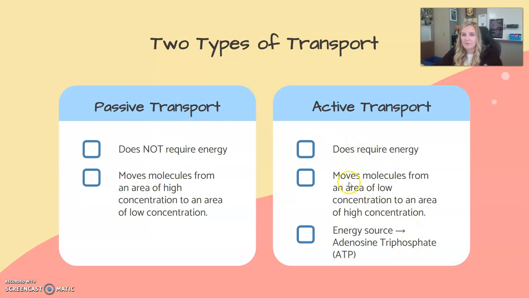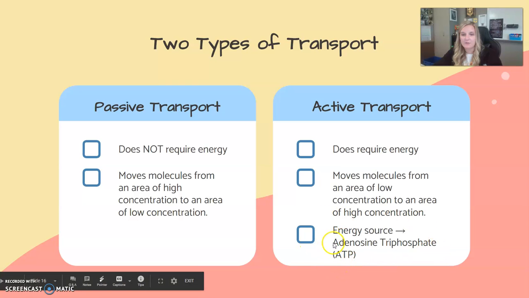Active transport also moves molecules from low concentration to high concentration. So here, in passive, we went from high to low. Here, we're going to go from low to high. And so it's going to pump specific molecules heavily on one side of the membrane. And then next, you have an energy source that is required for it. So it requires energy. You need this energy source of adenosine triphosphate, also known as ATP.